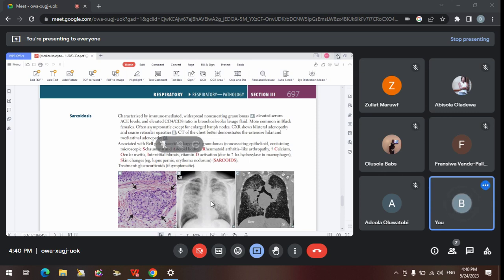You can see the lungs. You can see the hilar region where you have the trachea, the bronchi entering the lungs. You can see that area is looking opaque. So that's the hilar adenopathy that they have.